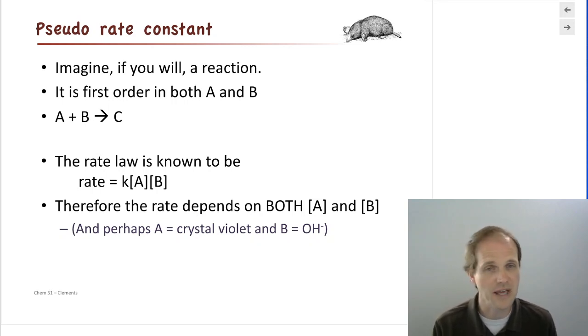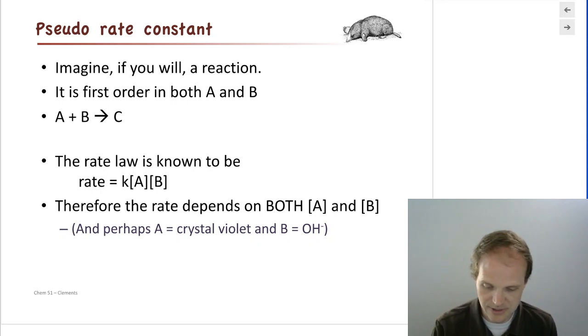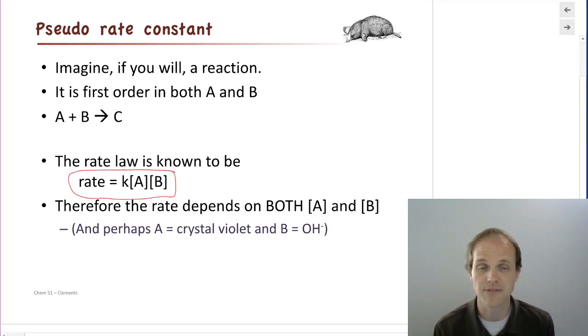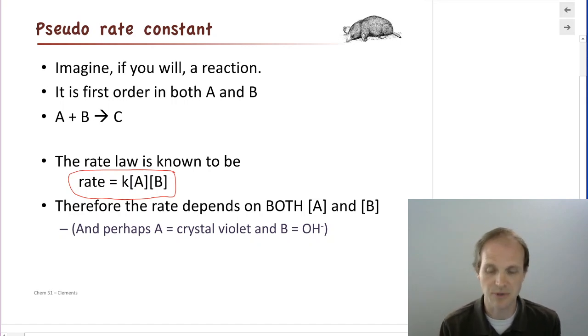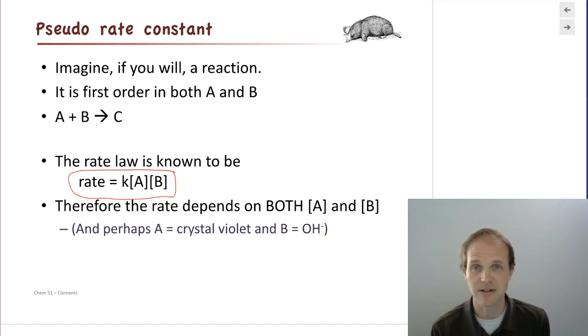So what we're going to do is a quick example which will help demonstrate what's going on here. We're going to imagine a reaction, just A plus B goes to C, and it's first order both in A and B. If we know that, we can certainly write the rate law. Rate equals k times the concentration of A times the concentration of B, both to the first power. Very simple, right? And we know that k is our rate constant. That's just the definition.